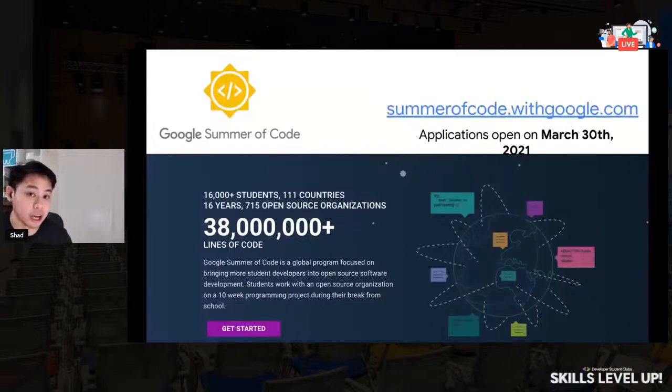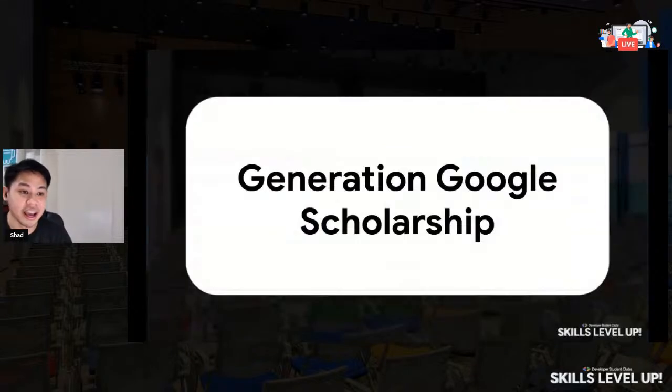We've seen a lot of applications coming from Asia Pacific in the previous years, and we want to see more of that this year. So the application is almost opening soon, on March 30. But prior to that, please start researching about the organizations, some projects that you have in mind, and just learn more by visiting this website, summerofcode.withgoogle.com.